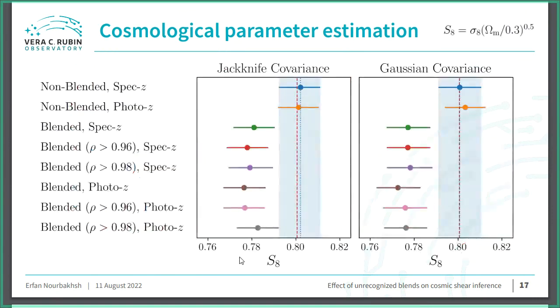The next slide is showing you a summary of all of these cosmological parameter estimations for different samples. So here you can see a lot of cuts. I don't want you to focus on this one. This is from the paper. But the main focus should be on the non-blended photo Z, the second row, and the sixth row, photo Z and blending together. So this one and this one.